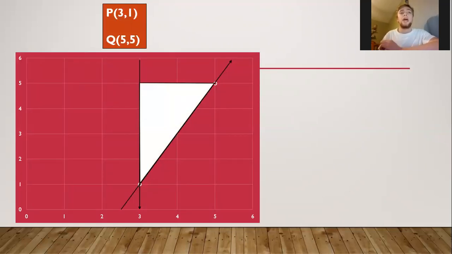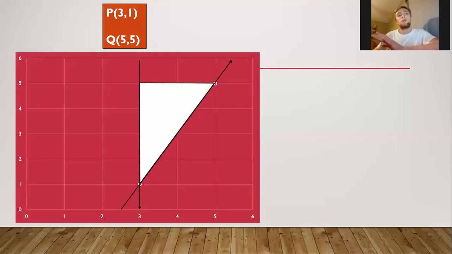3 is going to be the x1, and 1 is going to be the y1 number, because those are the numbers represented on the graph. The 3 is on the x line, the 1 is on the y, the y vertical. And the same thing with point Q. Both 5s are going to represent, this time the 5 will equal x2, and then the second 5 will equal y2.